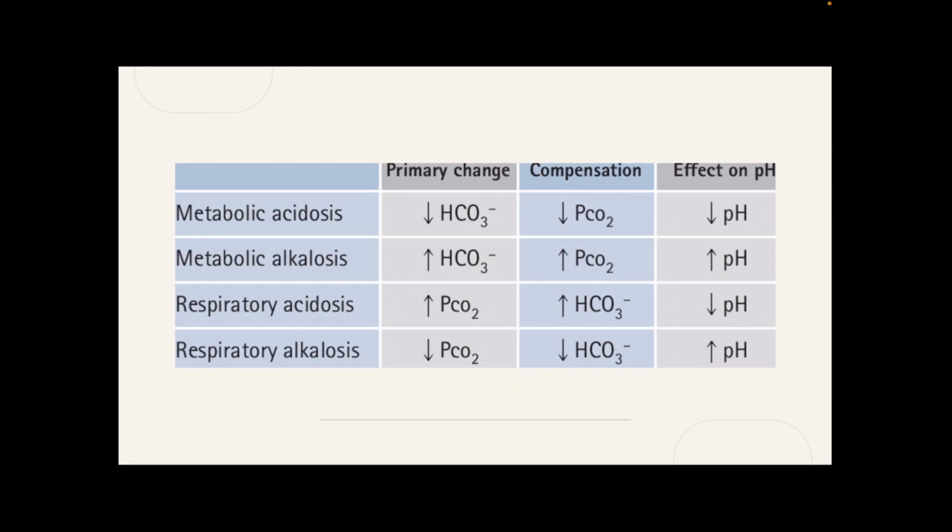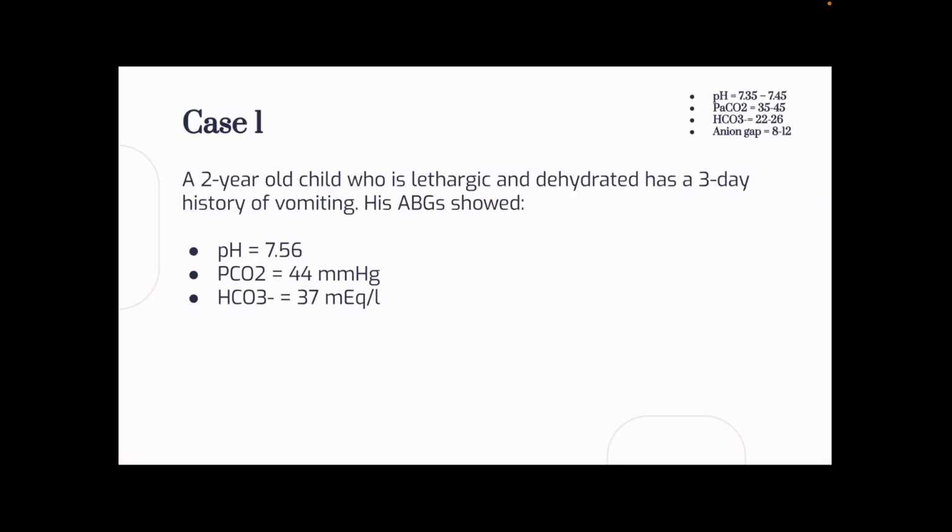So this is showing you the primary changes in each primary acid-base disorder. In metabolic acidosis, you have lowered bicarbonate. In metabolic alkalosis, you have high bicarbonate. In respiratory acidosis, you have high CO2. And in respiratory alkalosis, you have low CO2.